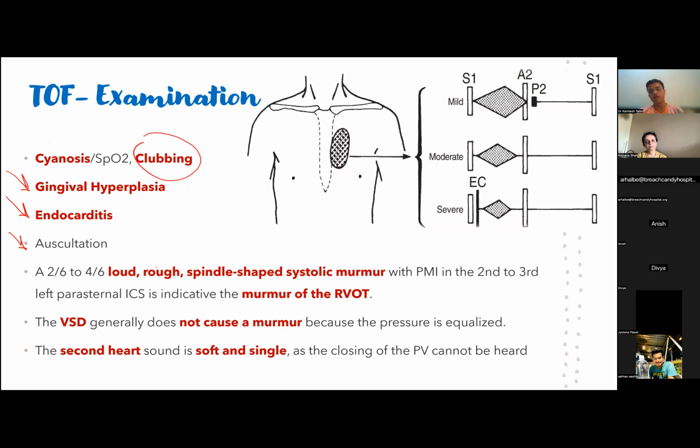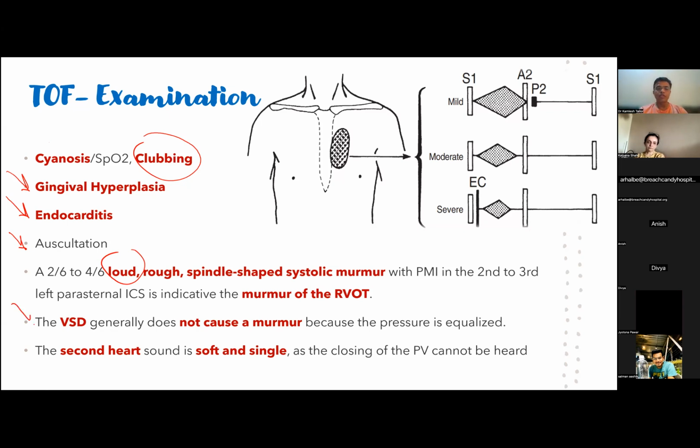On auscultation of tetralogy, there will be a loud, rough, spindle-shaped systolic murmur, which is the murmur of RVOT. The flow of blood going through the very narrow RVOT creates this kind of loud murmur. And as I mentioned, when there is a TET spell, because there is hardly any blood passing through this RVOT, the murmur either disappears or is reduced. And during the treatment, if the murmur reappears, that suggests that the TET spell is improving.